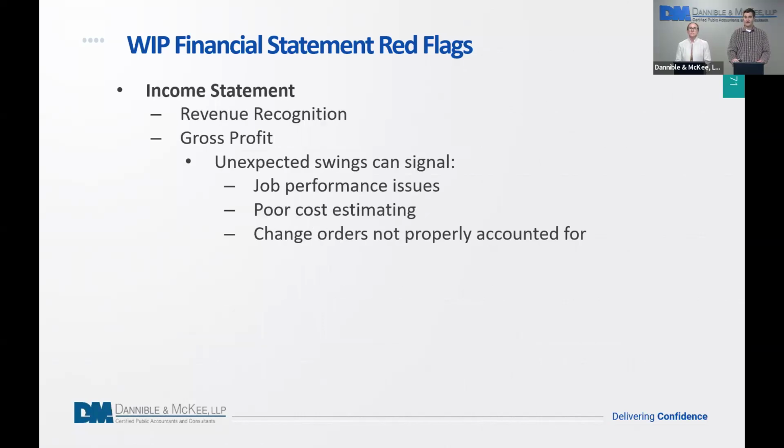And on the income statement, some red flags would be revenue recognition not being properly followed under ASC 606. And then the gross profit: they're going to notice unexpected swings in job performance, and it's going to lead them to believe that maybe there's poor estimating, or change orders aren't properly accounted for. You don't want them to lose faith in management's ability to estimate their jobs. You want to make sure your work in process schedule is a moving target as the job progresses, accurately reflecting the cost and the change in contract value as you go.